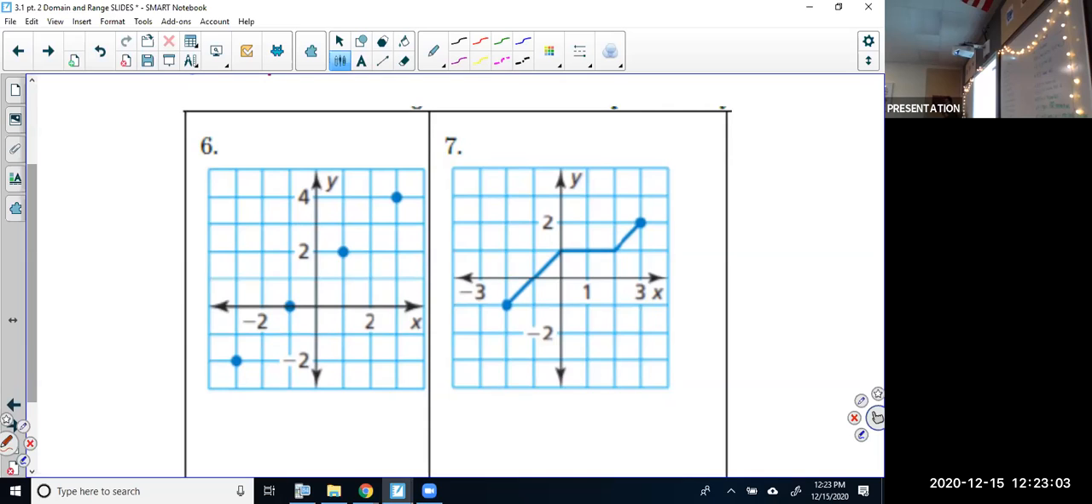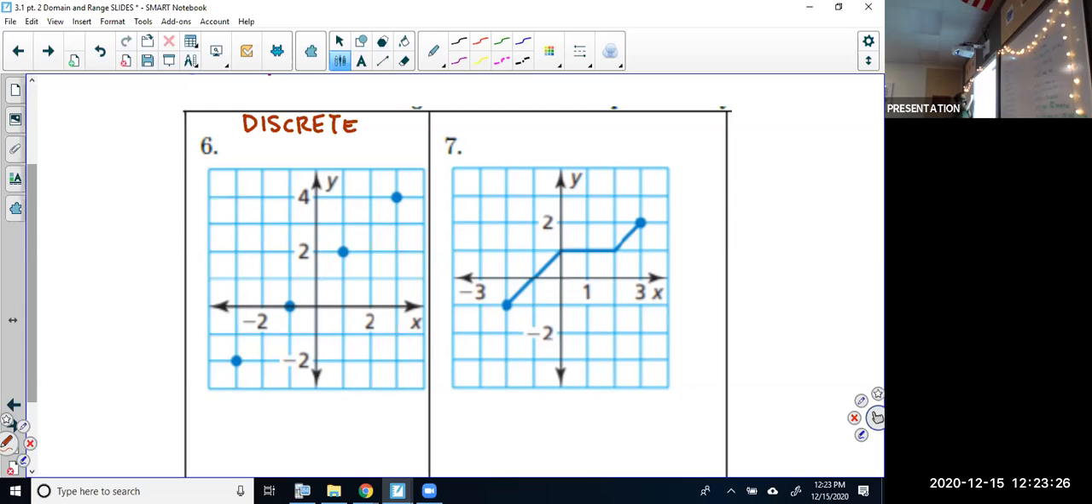So for number 6, we learned a word yesterday for when the graph uses dots. Discrete. Okay. This is a discrete graph. When we just have dots, I don't want to use that interval notation, because interval notation implies that I have all of the numbers in between the left endpoint and the right endpoint. Here, I just have dots, just whole numbers.